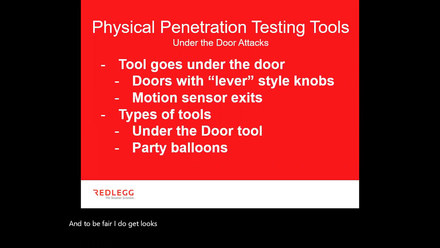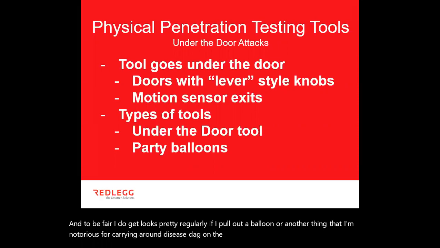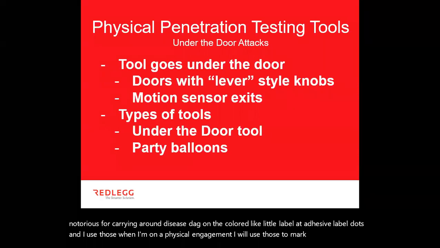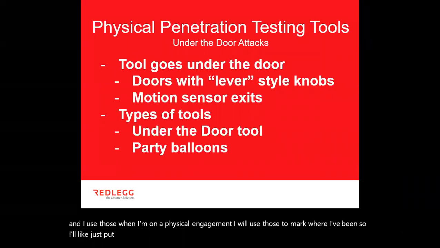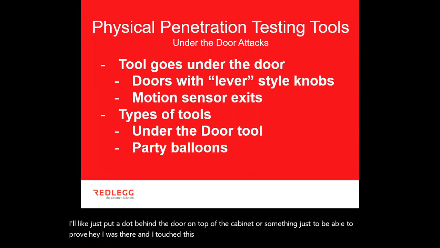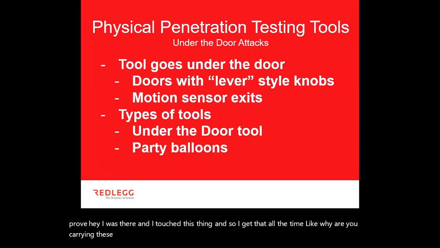If I pull out a balloon, or another thing that I'm notorious for carrying around is these daggone colored little adhesive label dots. And I use those when I'm on a physical engagement to mark where I've been. So I'll just put a dot behind a door or on top of a cabinet or something just to be able to prove, hey, I was there and I touched this thing. And so I get that all the time. Like, why are you carrying these random things? I'm like, it's just, I guess, occupational hazard.